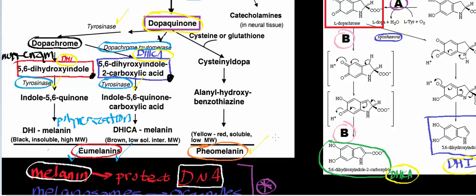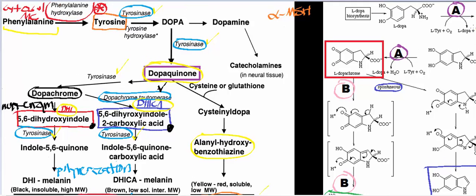Because you have to have dopaquinone to make pheomelanin. Specifically, you have to have it to make alanine hydroxybenzothiazine, the monomer of pheomelanin. But if you don't have dopaquinone, you can't make that monomer, so pheomelanin won't form. So tyrosinase is important for both eumelanin and pheomelanin synthesis.